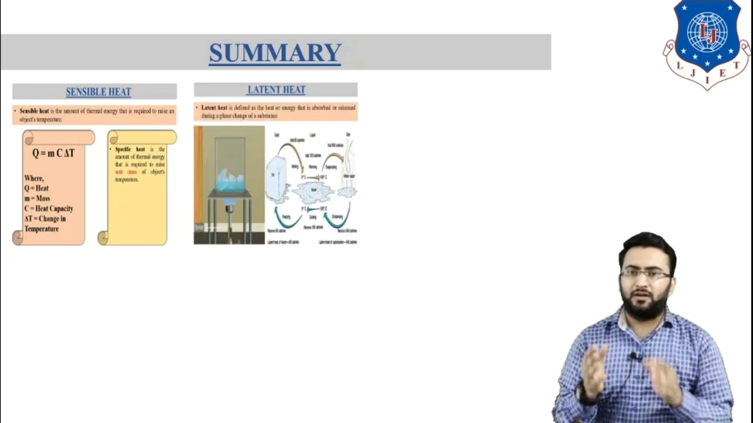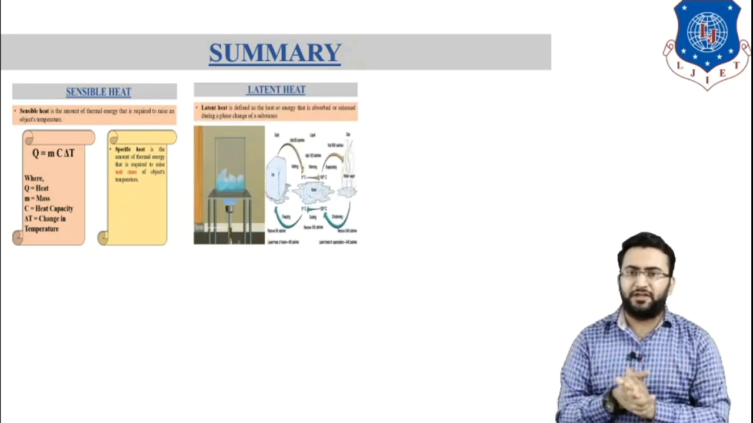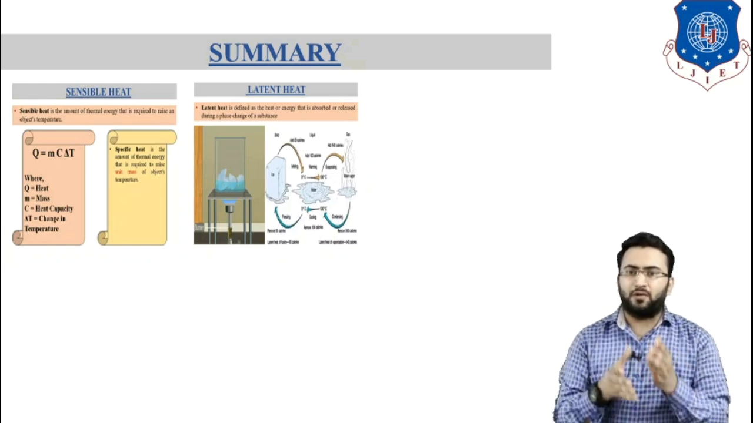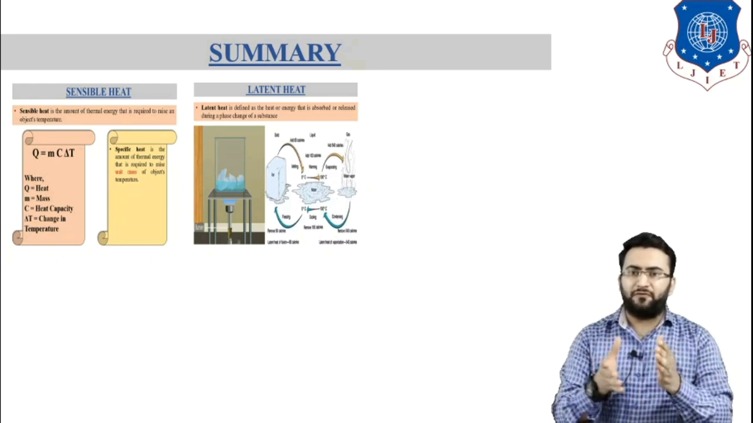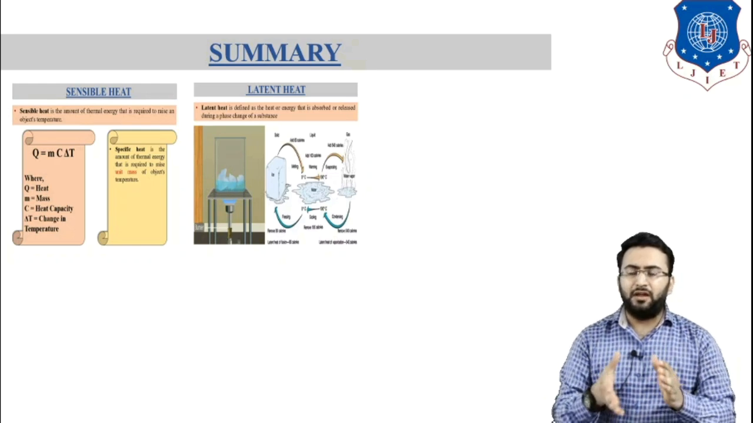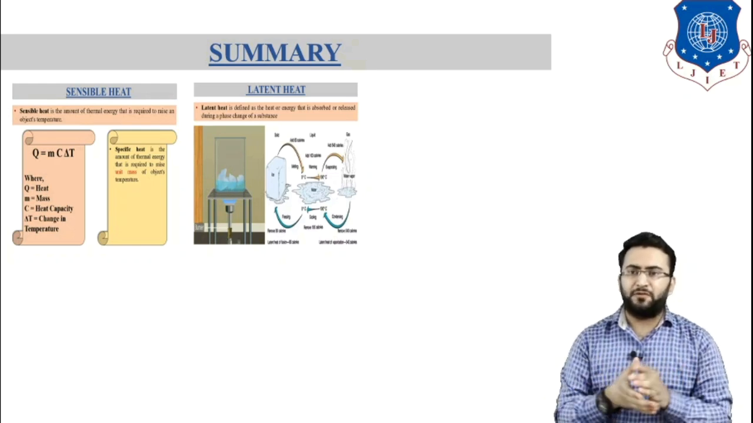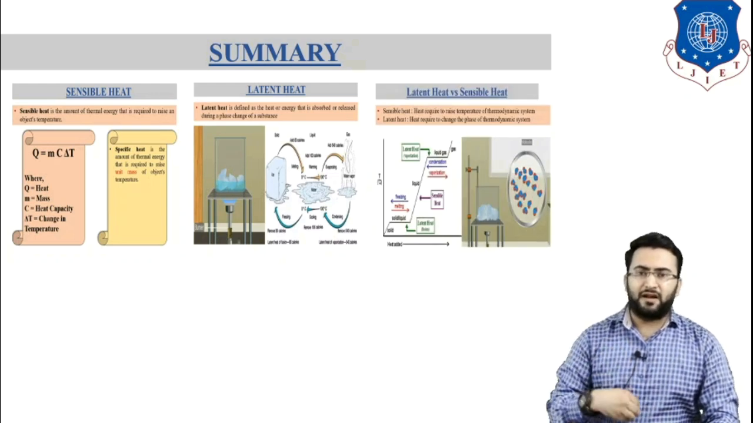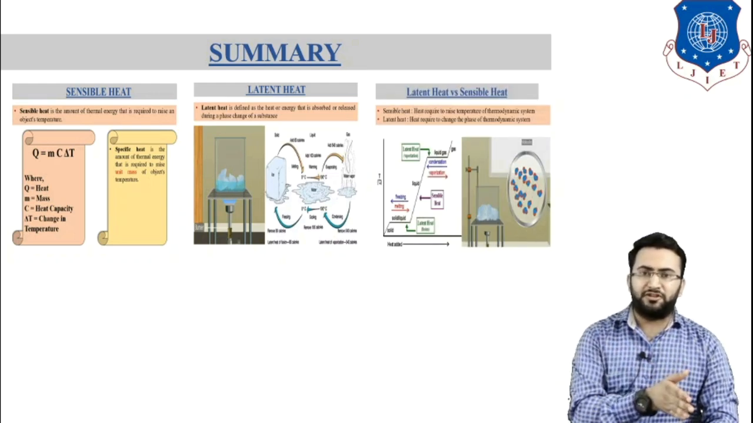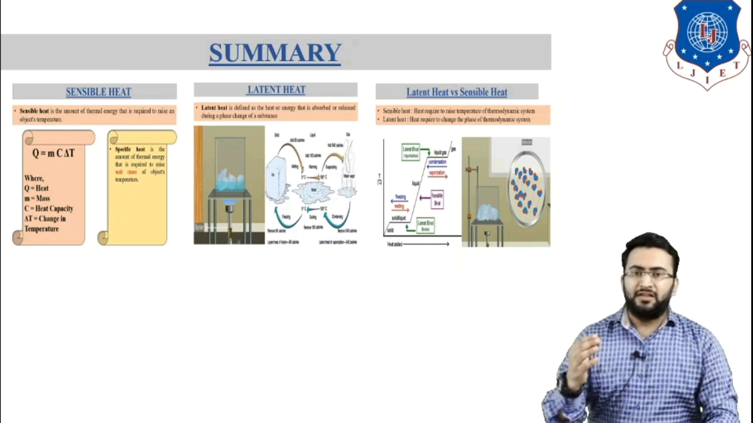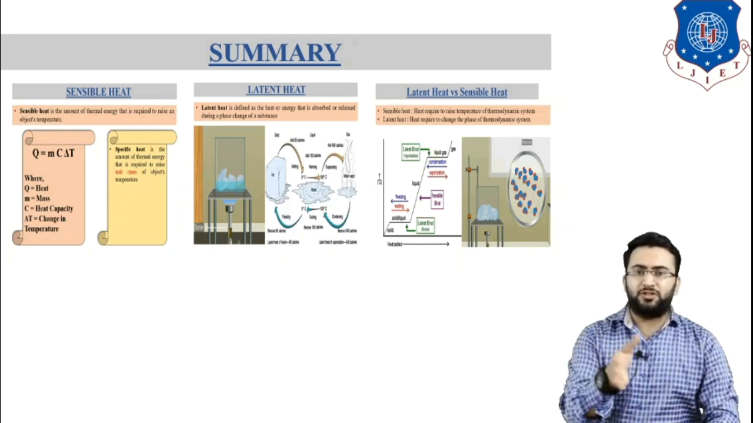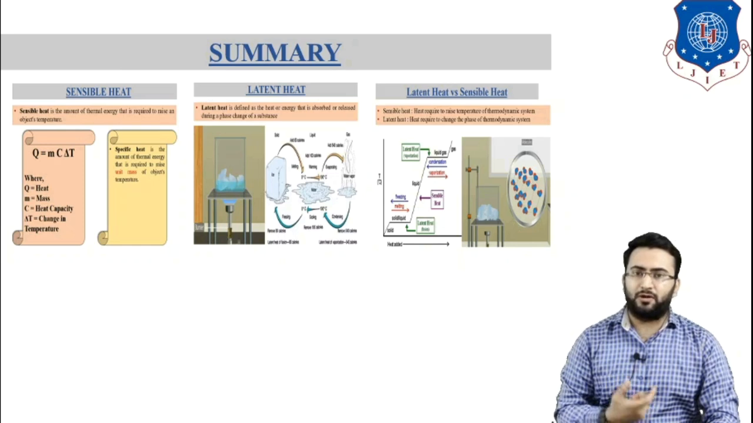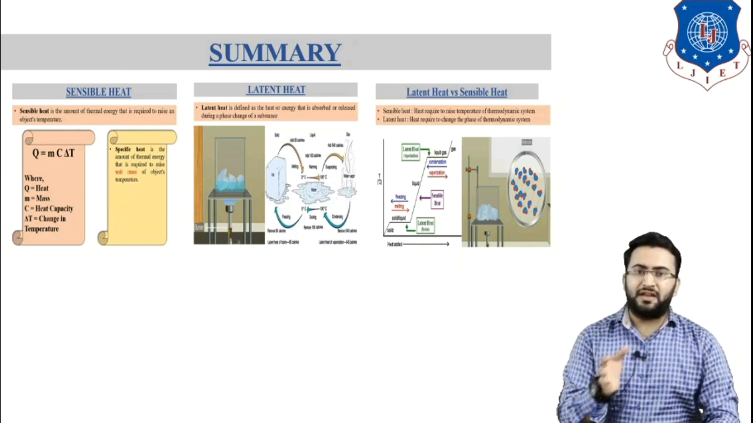Then we talked about latent heat, which means the heat required to change the phase of any system, that type of heat requirement is known as latent heat. There is a difference between sensible heat and latent heat. Latent heat is required to change the phase at constant temperature, whereas in sensible heat the temperature will change but there is no change in phase. So we talked about the difference between latent heat and sensible heat.